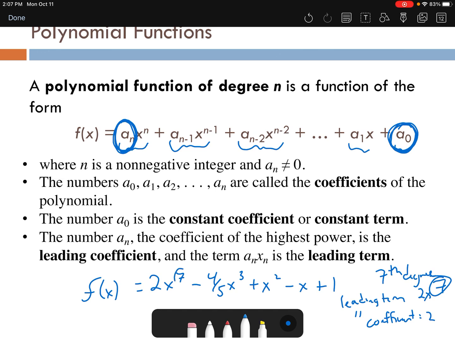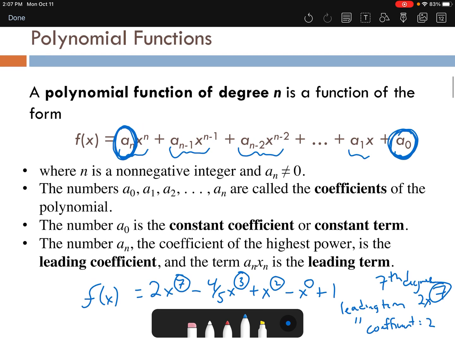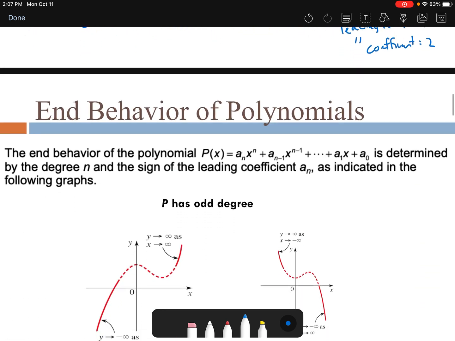Remember, we cannot change these from being positive integers. They have to be positive integers for the powers, or it's not a polynomial, and that is very important.